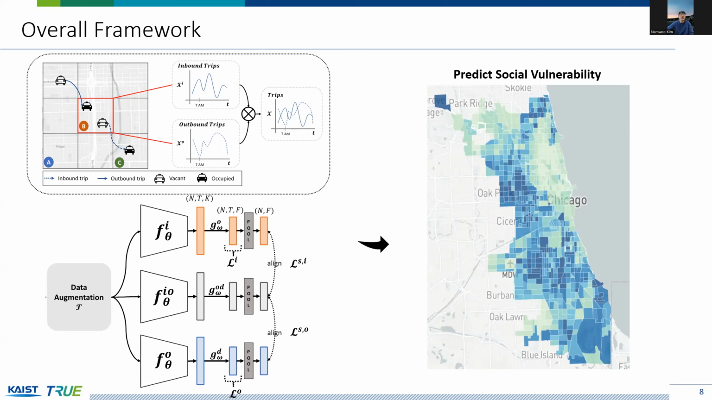Here, FI and FO run inbound and outbound specific human mobility patterns in each region, while FIO extracts semantics containing both inbound and outbound specific features. Then the projection heads G are applied to each of the encoders to apply the contrastive loss. And then we obtain the embeddings from the proposed model, which is MobClear. And then the embeddings were used to predict the social vulnerability of the communities.